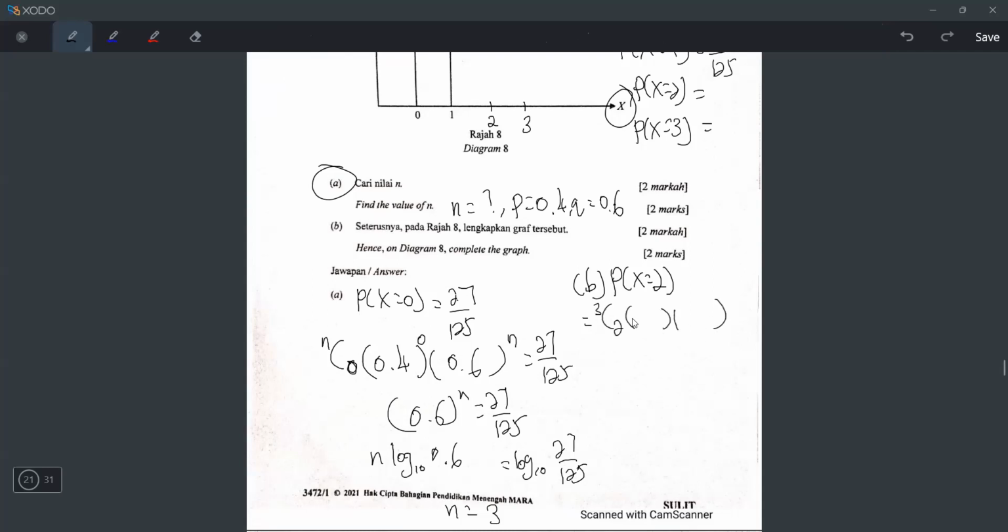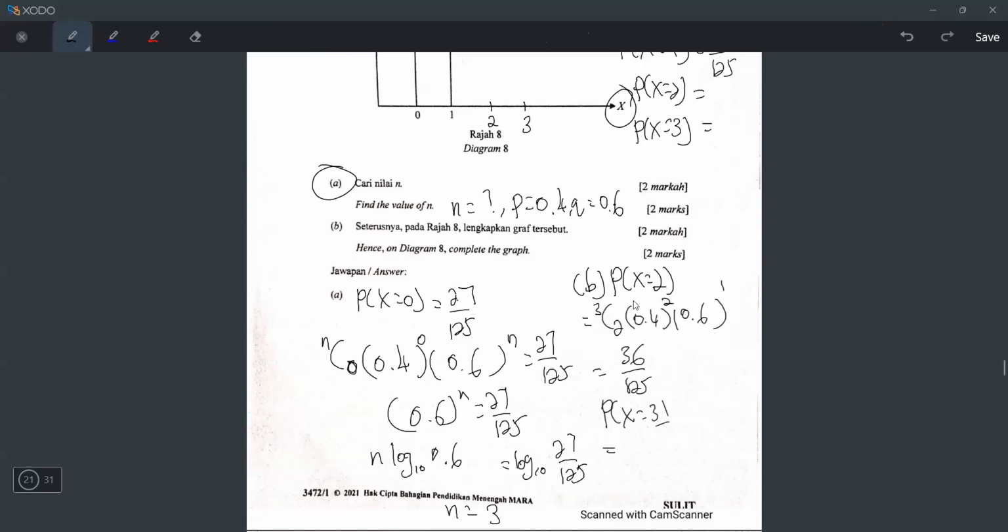3C2 bracket 0.4, 0.6. This is 2, this is 1. Let's start. So 3C2 times 0.4 squared times 0.6. So it's 36 over 125. What about P(X equals 3)?